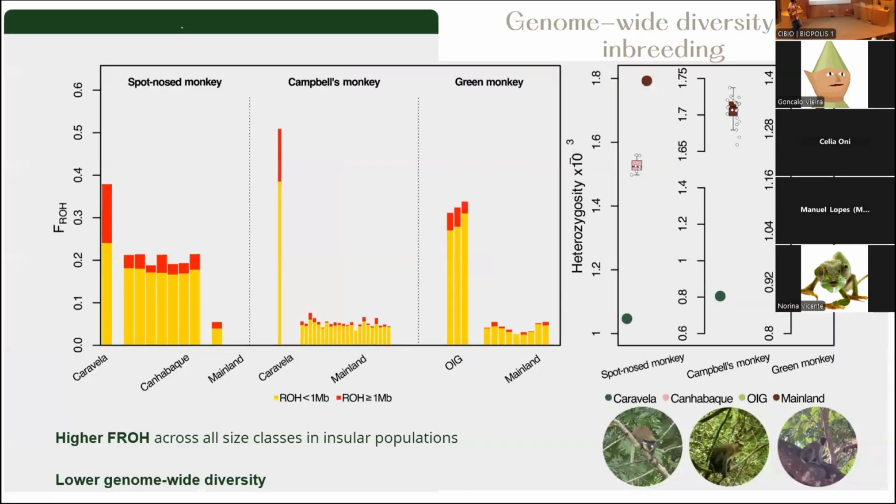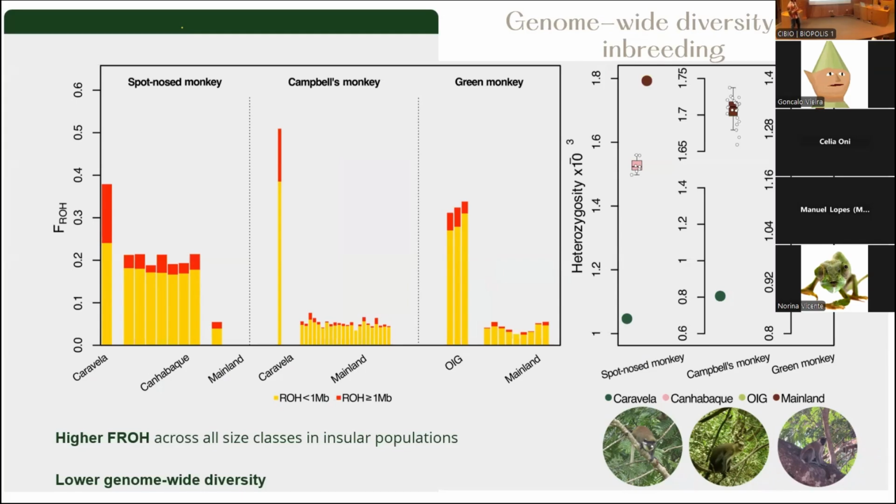Yeah, so what is happening to genome-wide diversity and inbreeding? Just for reference, usually on all of these plots, mainland is represented as brown in color, and always on the right side of the graphs.